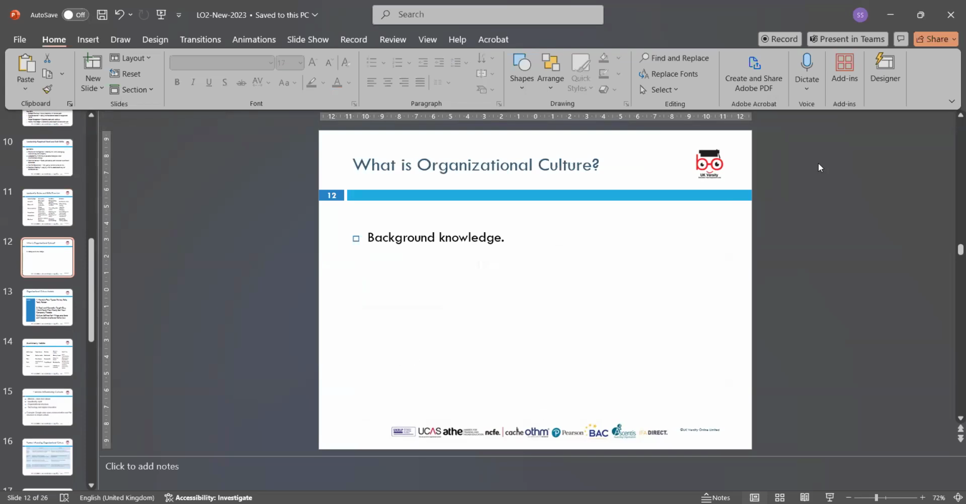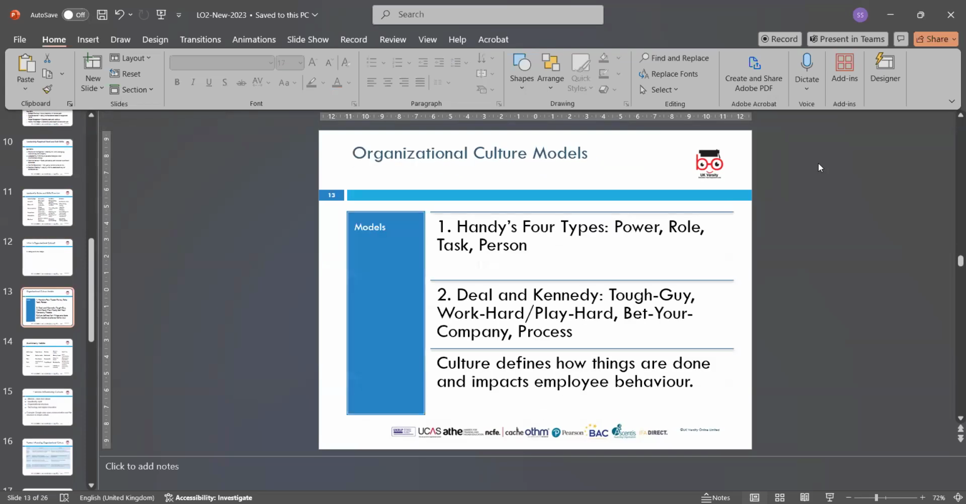So, what is organizational culture? Can you tell me what is organization culture, Keith? What is meant by organization culture when we say that? It's the outline on how to organize, I think.